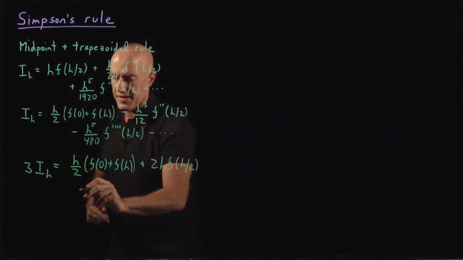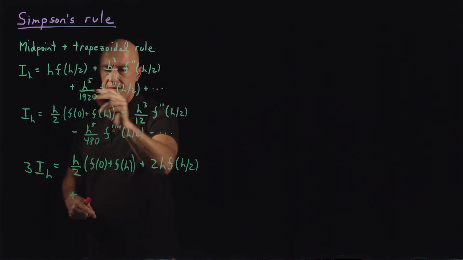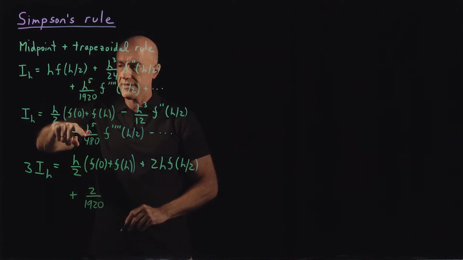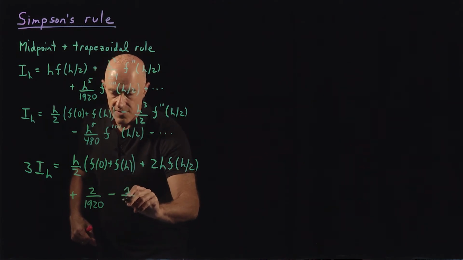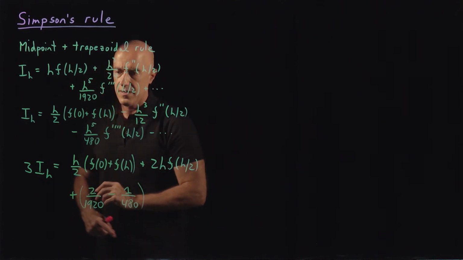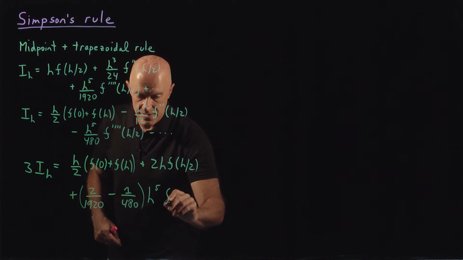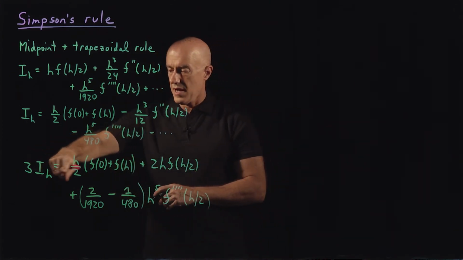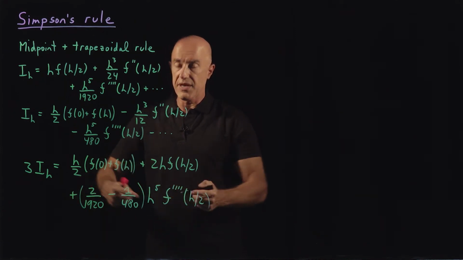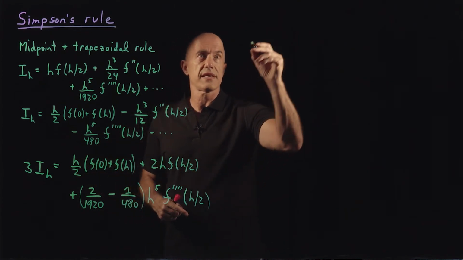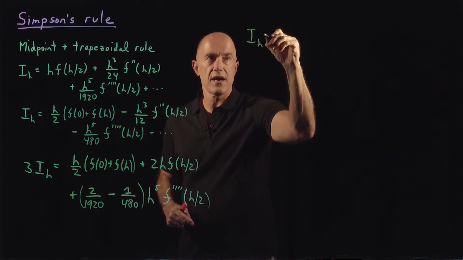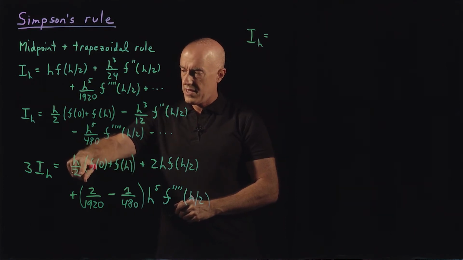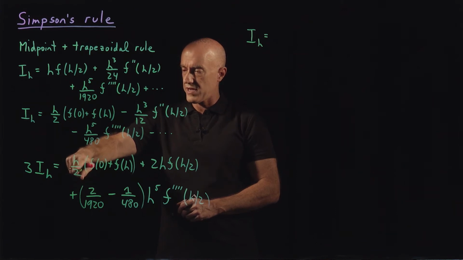And we have the error term here, which will be twice this one. So 2 over 1920 minus this one, minus 1 over 480, whatever that is, times h to the fifth times the fourth derivative of f at h over 2. Okay? This is the error term. So the error term is big O of h to the fifth. So we can combine these things. So we get, for the trapezoidal rule, we get I sub h. We combine these so we can factor out, we divide through by 3, and we have a half, so we can have a 1/6 here.